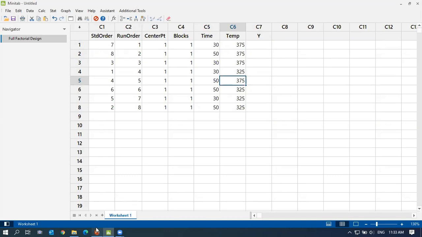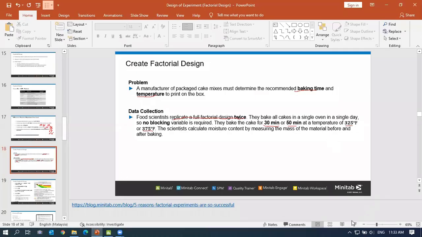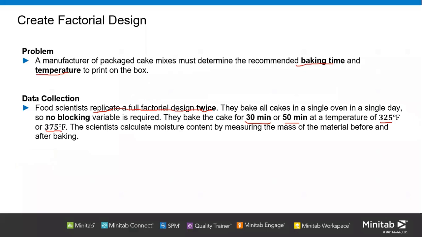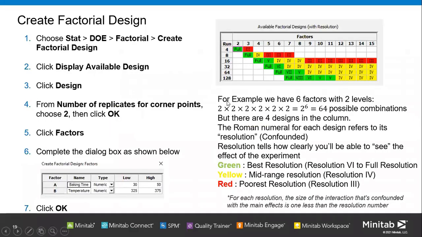Of course, you see that we have a color code here: a green color, a yellow, and a red color. Green is the best resolution, meaning that you do the full factorial design. If we have 2 factors with 2 levels, you need to run 4 runs.